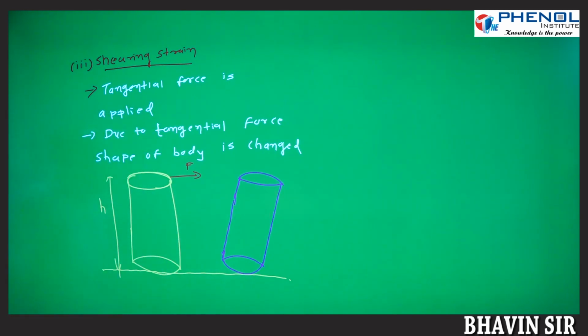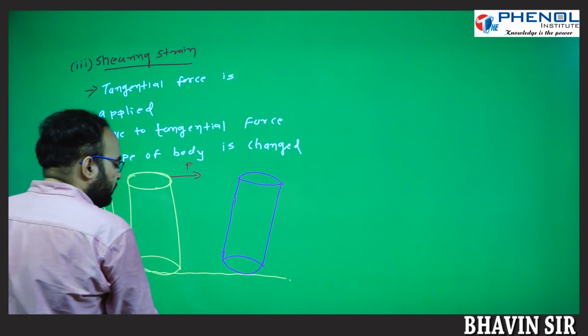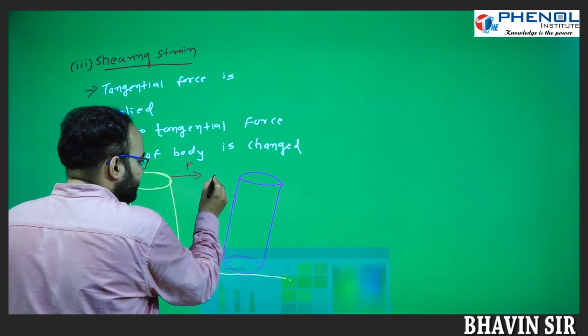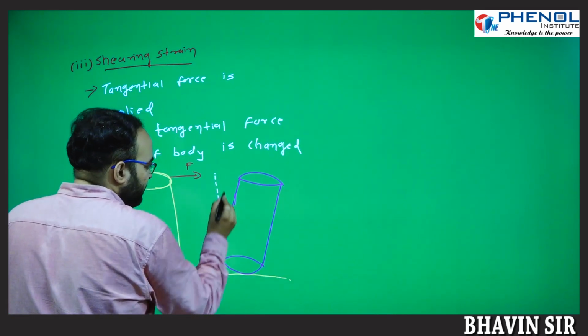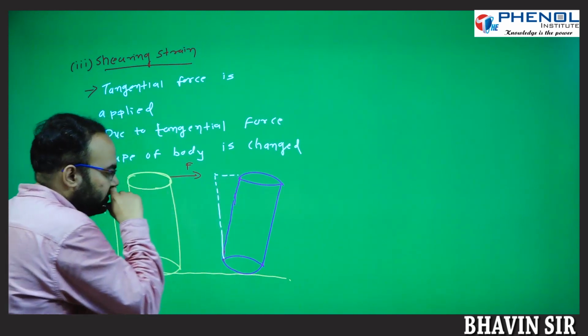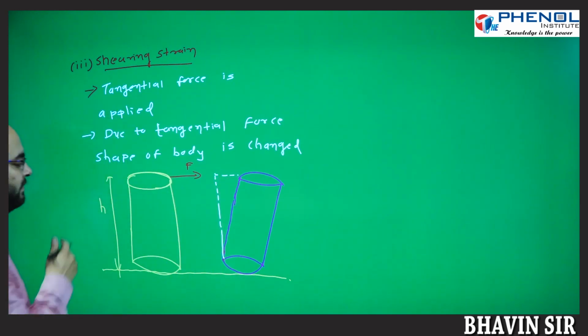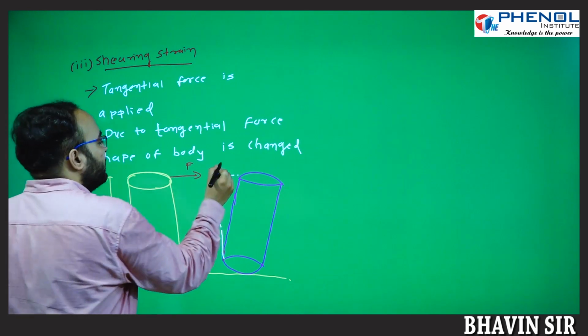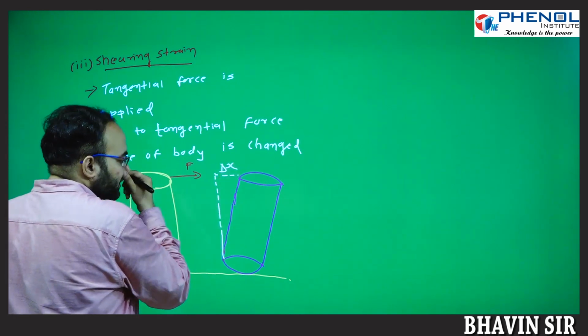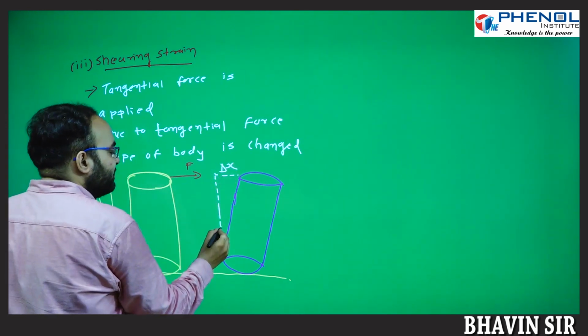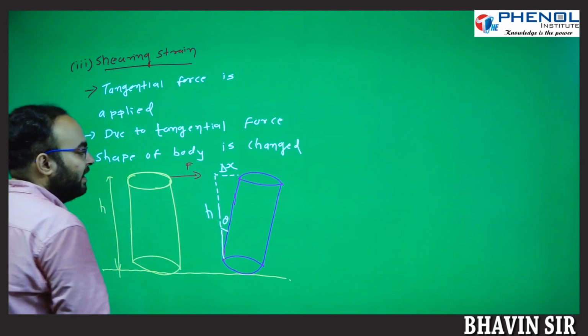Now it's shaped like that. Okay, so what is its original shape? This is its original shape. So what is the change now, what is the displacement? See here, delta x. Suppose this is theta, this is the height.